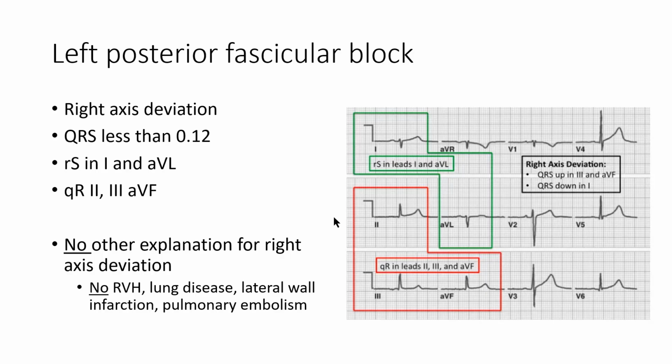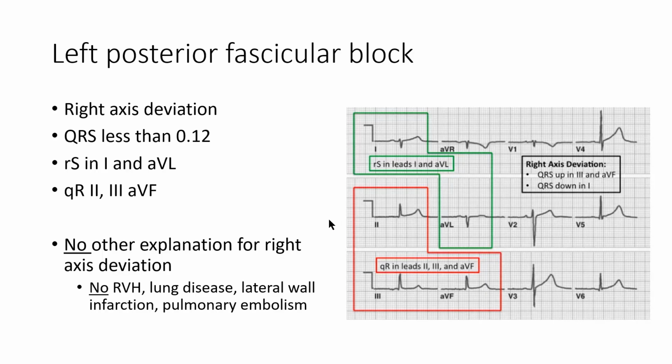Moving on to the inferior leads, we can see that here in 2, 3, and AVF, in a posterior fascicular block, we will observe a very slight downstroke from the QRS complex, which represents a small Q wave, and then a larger, more prominent upstroke away from the QRS complex, which represents an R wave. That is a QR in leads 2, 3, and AVF.